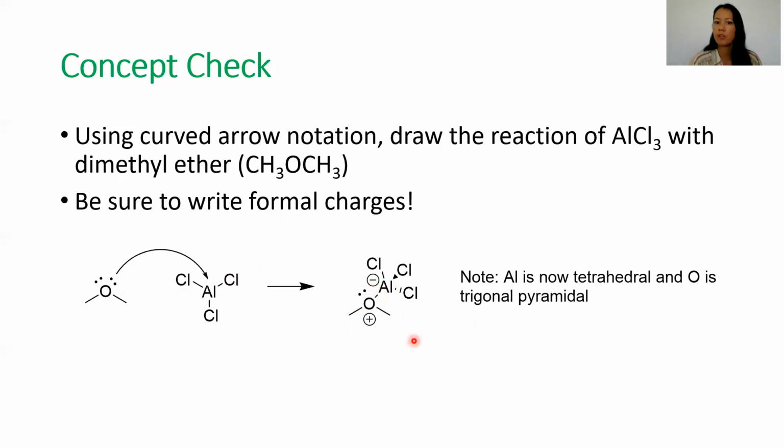You can use the formula as well. Notice, just for fun, you go from something with a tetrahedral arrangement, or a bent shape for an O, to something trigonal pyramidal. And then the aluminum chloride went from trigonal planar, flat, to something tetrahedral.